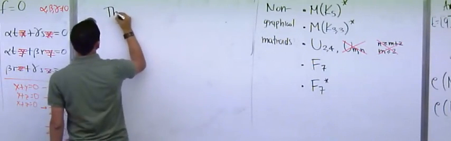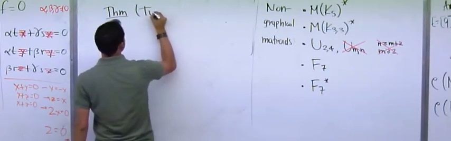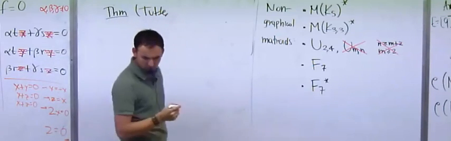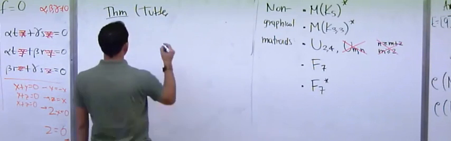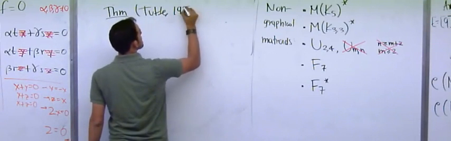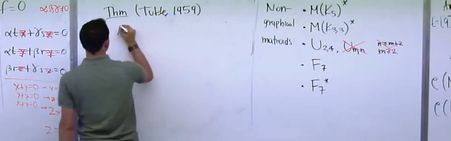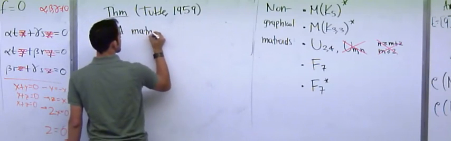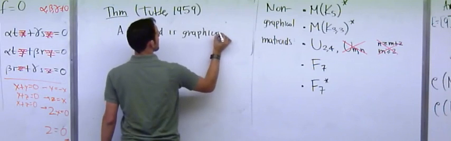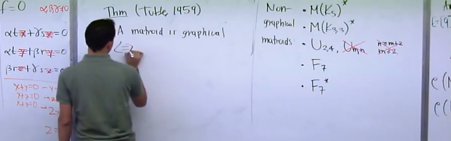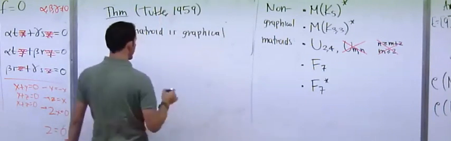Theorem. This is due to Tutte, in the 50s, 59. A matroid is graphical if and only if it doesn't have one of these minors.